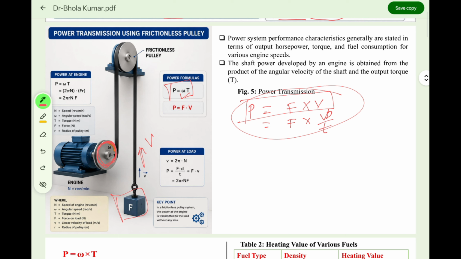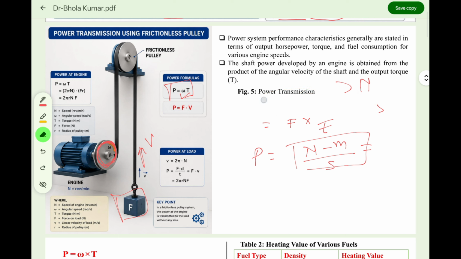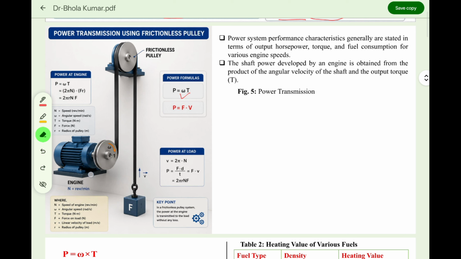These are basic fundamental things. Force is written in newtons and velocity is in meters per second. So the unit of power is newton meter per second, but this is the SI unit, right? As I discussed, we are dealing with field units. In the field unit, it can be written in the form I have already written.